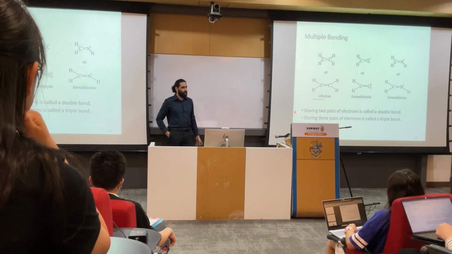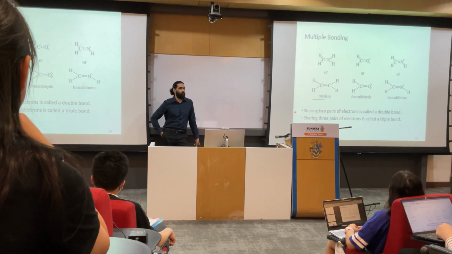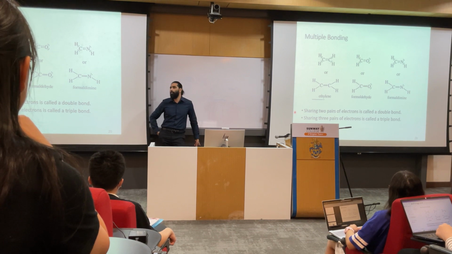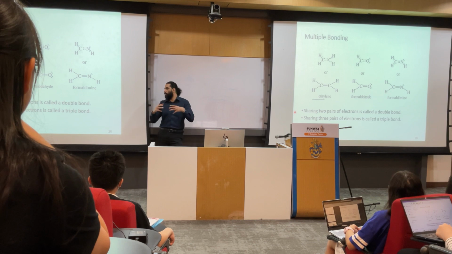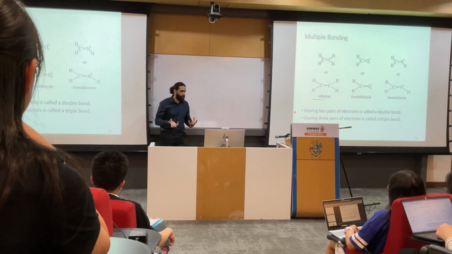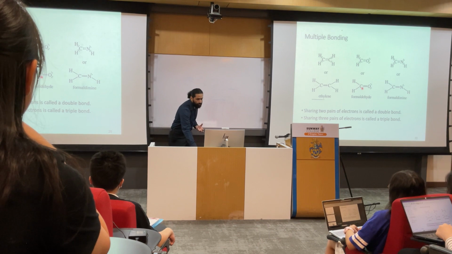Right. Sometimes we can also have multiple bonds. Not only single bonds, but we can have double bonds or triple bonds as well. This depends on how many electrons are taking part in that bonding. So for example, here we have a double bond between C and O.